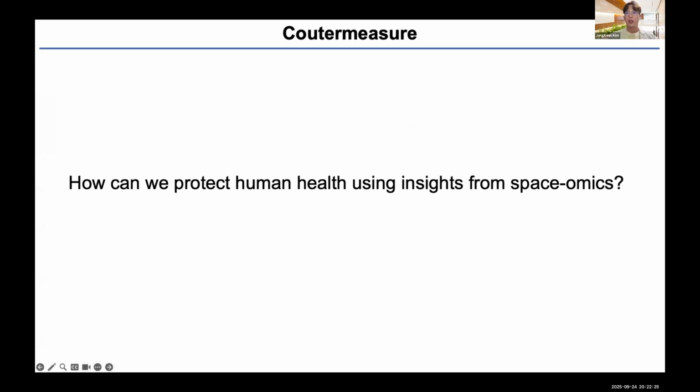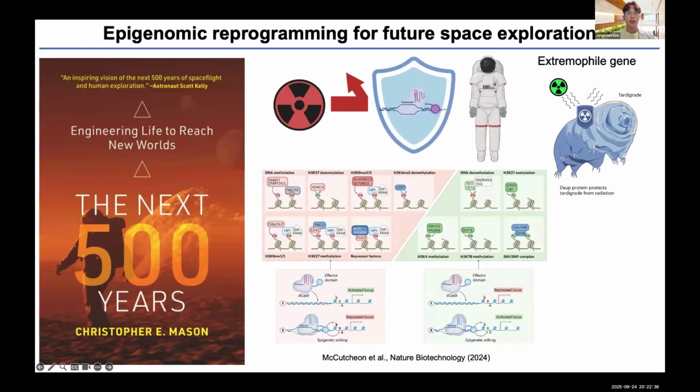So what can we do with the understanding of the biological changes from the omics data? How can we protect human health using insights from space omics? Our team lead Chris Mason published the book The Next 500 Years. A major idea is that we can utilize genome reprogramming tools to make humans adapted to the Moon and Mars, for example, if we think about the next 500 years.